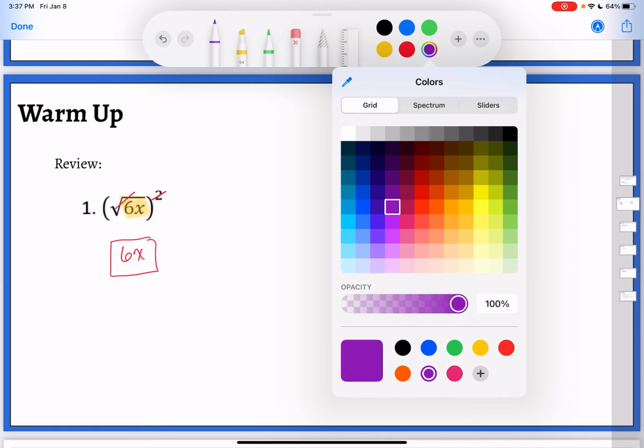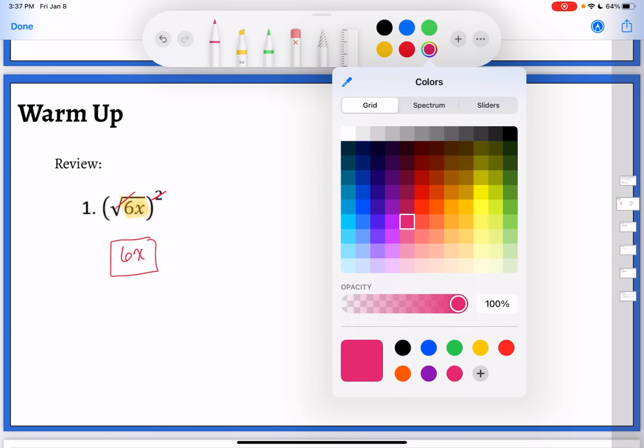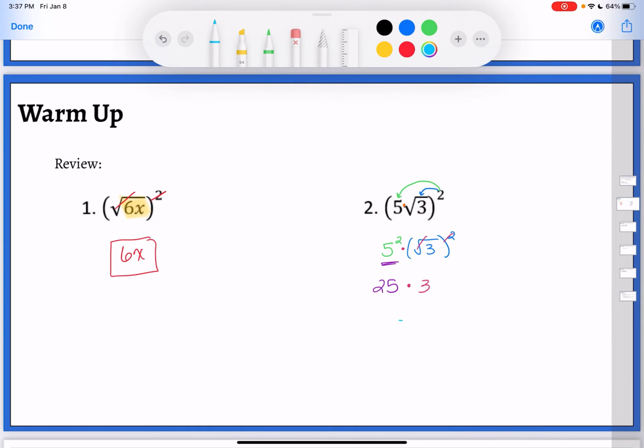All right, so then 5 squared is 25, right? And the square root of 3 squared, those cancel out, so this will just be 3, but I'm still multiplying these things together. So this is now 25 times 3, which gives you 75. Now, we did that when we were doing Pythagorean theorem, right? When one of our sides looked like that with a 5 radical 3 or something like that. So this isn't new for you, but it is something that we tend to forget occasionally here and there.